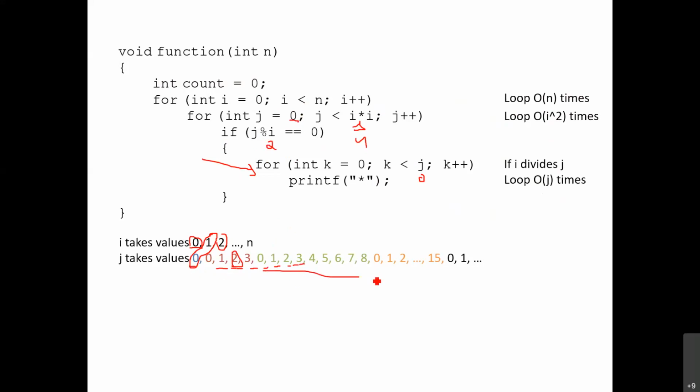When we reach the greens, what are the greens saying? Let i be 3. So j is going to start from 0 and keep going till i times i, which is 9. So j is going to take all these green values. When does j divide 3, or when is j divisible by 3? Well, when j is 3 or when j is 6.